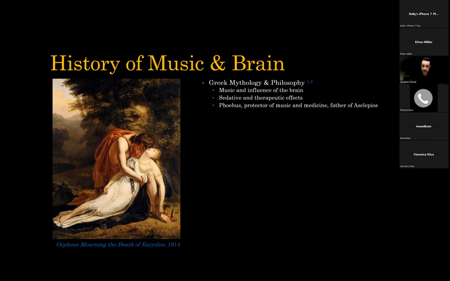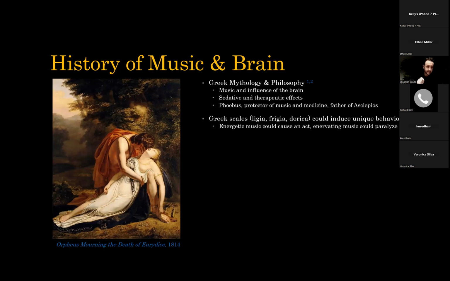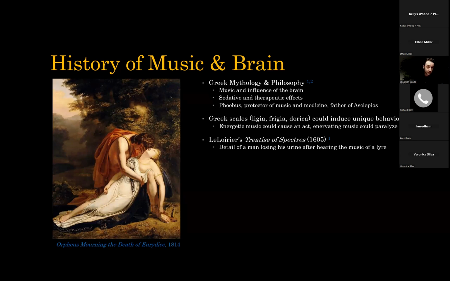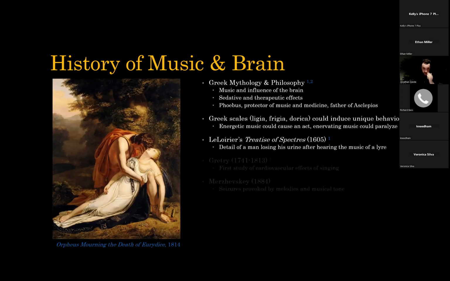But the Greeks were really into the way that music played out. In fact, so much so that they developed various different scales in music: the Lydian, the Phrygian, the Dorian scales, and all of those corresponded to a certain way to induce a behavior. Energetic music, serene music, all of this was well documented in Greek. And then Leloir developed the treatise of the specters, and he actually, in that treatise, details a man losing his urine upon hearing the music of a lyre. So this may be one of the first instances of hearing music and having a seizure.